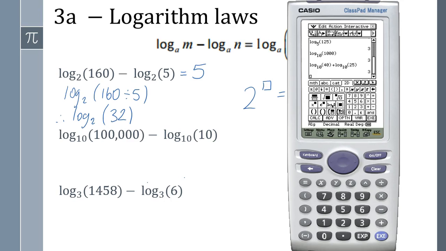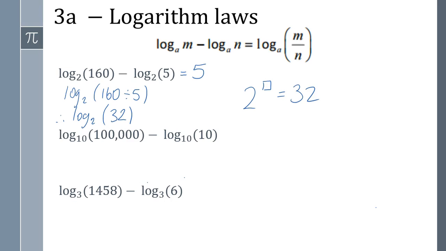Okay, we can check that on our calculator. Log base 2 of 160, take log base 2 of 5 equals 5. That's how we check our answers using the calculator. Let's try the next one. So again, checking the bases, they're the same. We're using minus, so we're using this formula here.